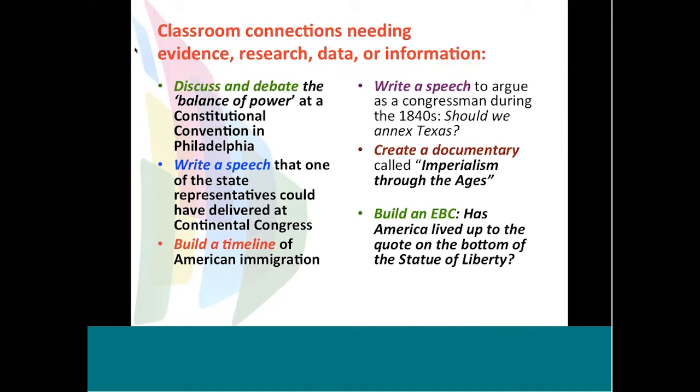Build a timeline out of American immigration. There you go. Another social studies one. How about write a speech to argue at the congressmen during the 1840s? They had a big debate over whether Texas should be annexed. That's deep research. And once they deeply research, they can speak intelligently and they can write. Create a documentary called Imperialism Through Pages.